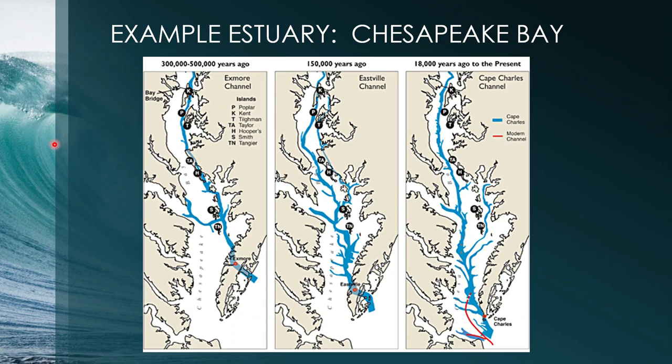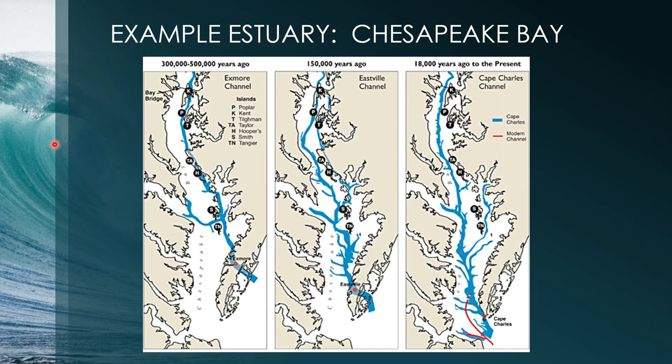We're going to look at an example here of an estuary, and this is an important part of the east coast of the United States and an important part of our history because many of our first settlers settled in this area. So we're going to be looking at the Chesapeake Bay. And the Chesapeake Bay is in Virginia and Maryland and Delaware.